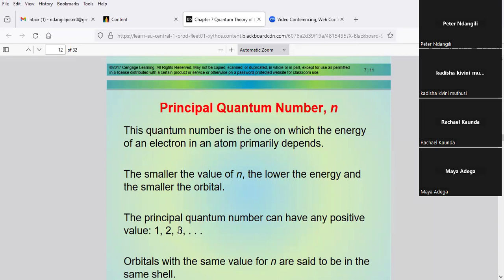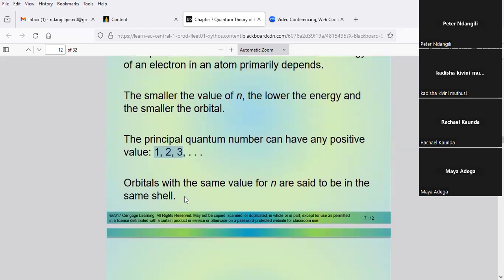Now, each of these values will actually generate L values, as we are going to see. So orbitals with the same value of n are said to be in the same shell. So I will illustrate this as we continue. Any questions so far? Okay, so we have the orbitals, we have the orbits, and we have the shells. Orbitals with the same value of n are said to be in the same shell.